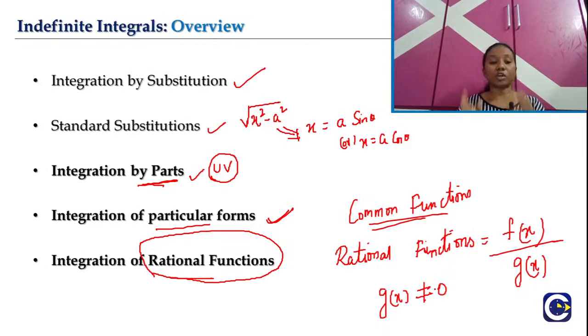Before getting into the integration of rational functions, we should be clear with this definition. Whenever we see a rational function, it should be in fractional form, where both the numerator and the denominator are polynomial functions and the denominator g of x is not equal to 0. If you find any function in this manner, it is considered a rational function, and we will have a separate methodology to integrate rational functions.